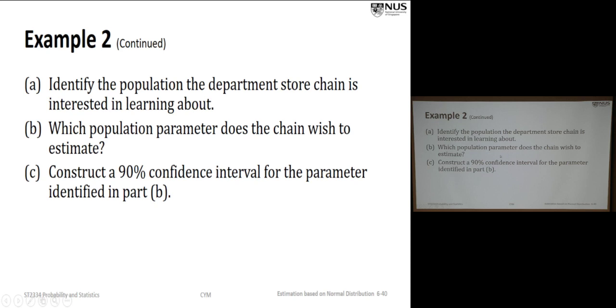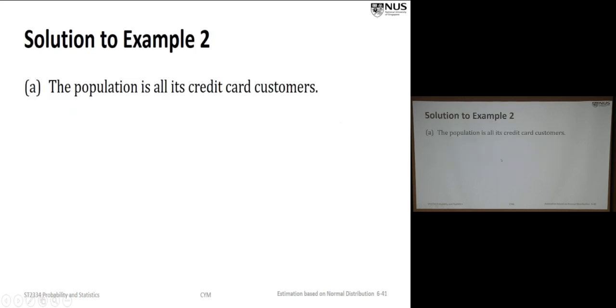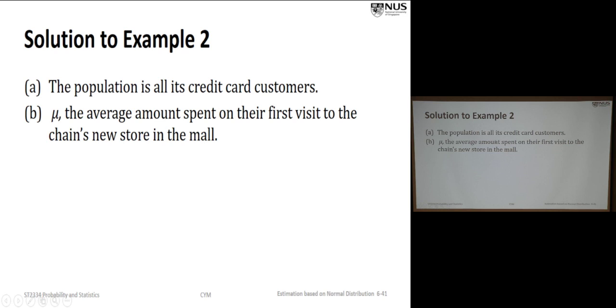Okay. The population is the customers of this departmental store, which are all the credit card customers. If you don't have a credit card, then you are not part of the population. So it's those who use credit card. In fact, this is what we understand by population. But what we really are interested in is the amount that they spend.